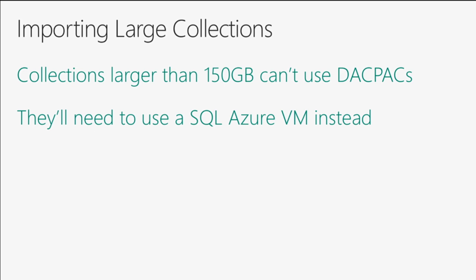There are some scaling limitations with DACPACs. If you get above 150 gigs in size, in terms of database size, then you will need to go and use the VM import method. I get this question next a lot. How do I know if I'm over 150 gigs? What should I be looking at? TFS Migrator is going to tell you if you need to use the VM method. So if TFS Migrator doesn't complain to you, use the DACPAC method.